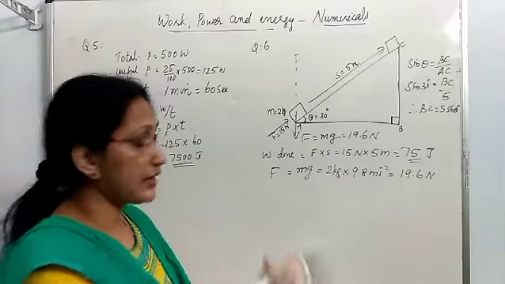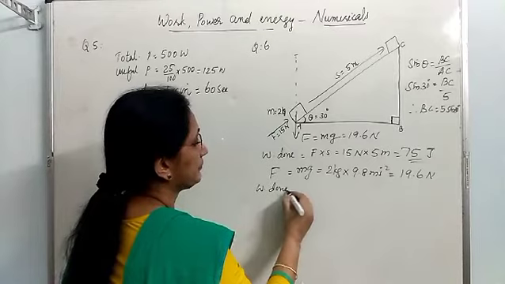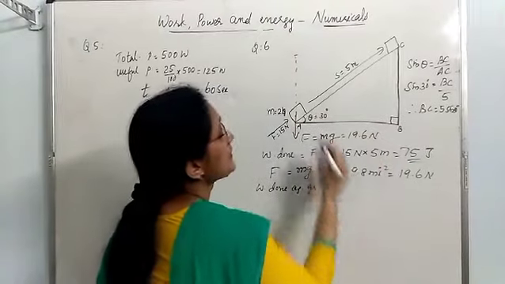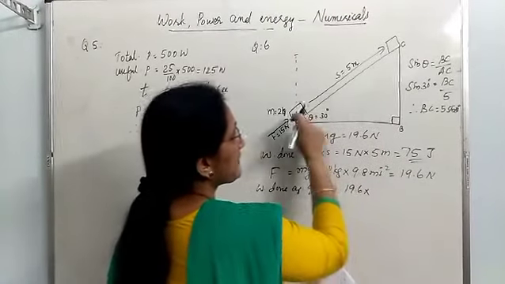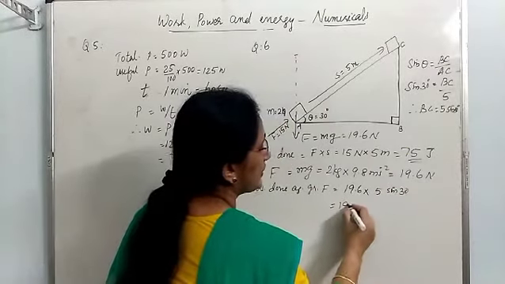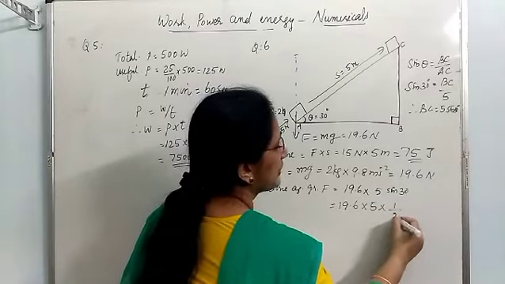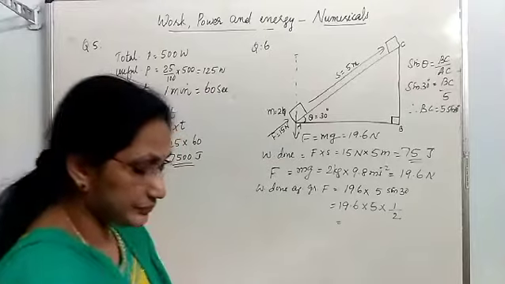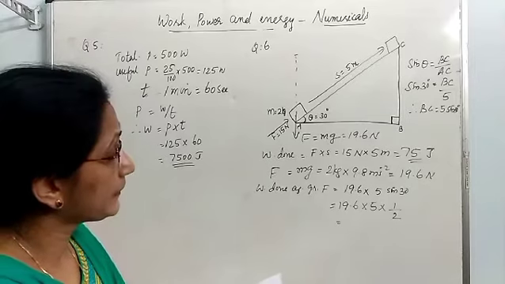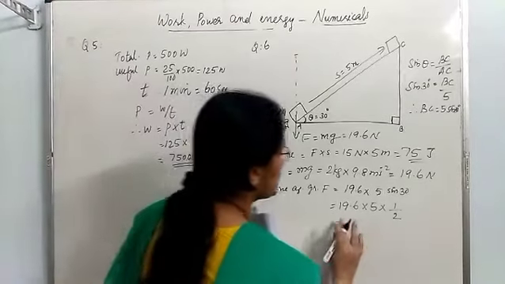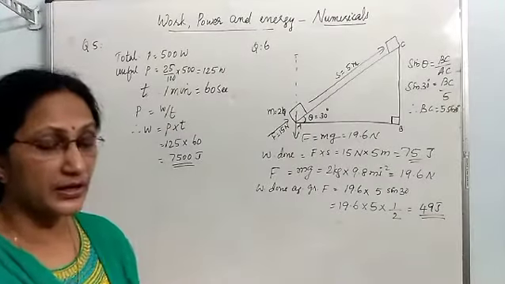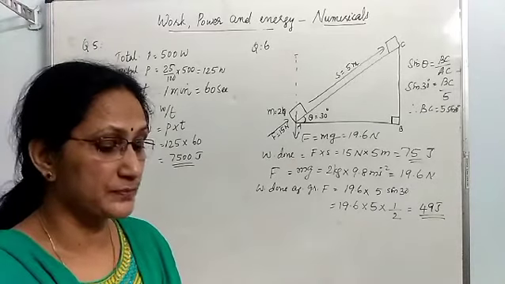So, work done against gravitational force is equal to, the force is 19.6, displacement is equal to 5 sine 30, 19.6 into 5 into sine 30 is 1 by 2, and you will get the answer as 49 Joule. This is the work done against gravitational force.